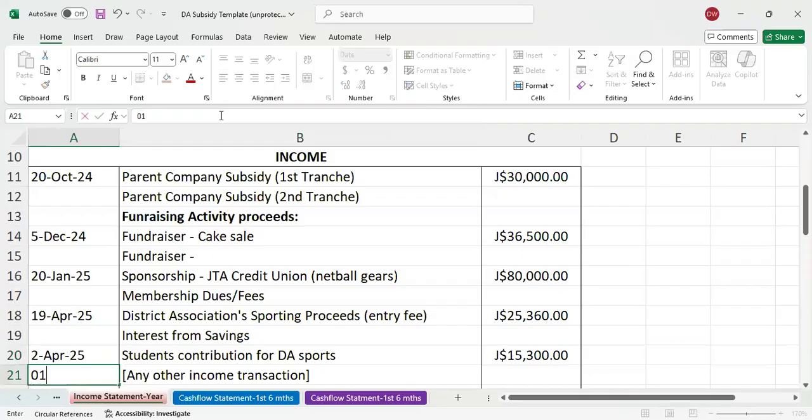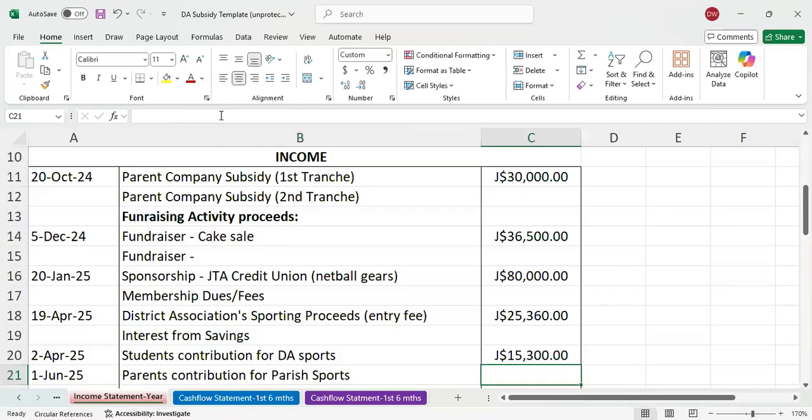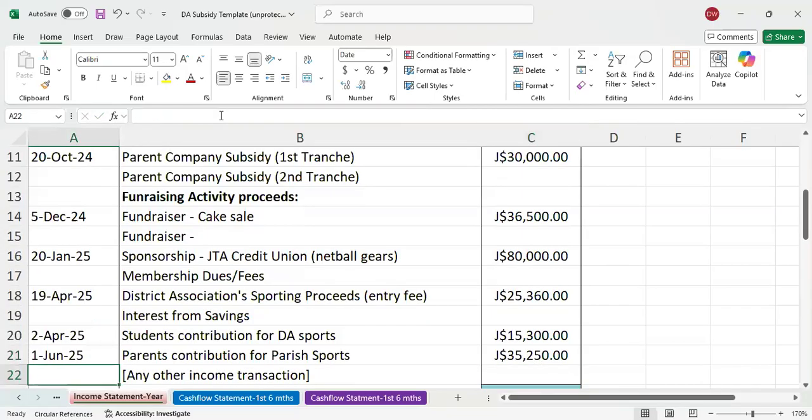On the 1st of June, all right, some of your supportive parents would have contributed funds for the parish sports because they want their parish to win the national championship. So they made a contribution of $35,250 to the district or parish.